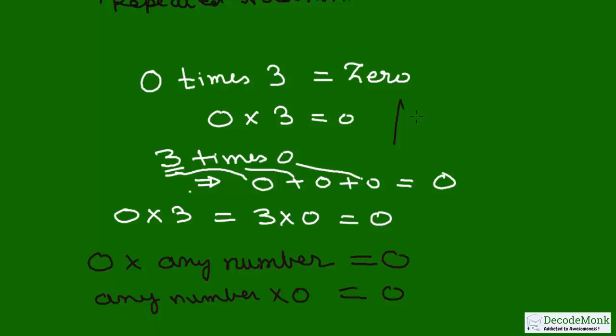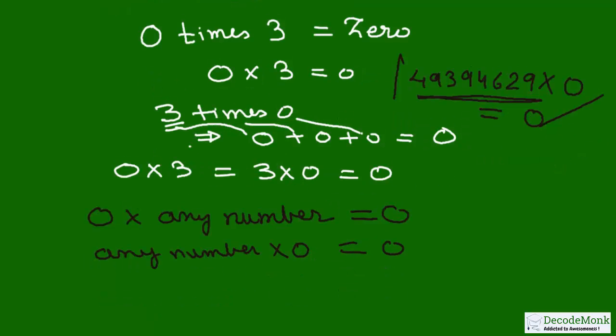For example, if you take 4 9 3 9 4 6 2 9 into 0, it will also be equal to 0. You may make this number much bigger, and multiplying it by 0 will always be equal to 0. This is one property that you should know very well. I don't want you to memorize it, but if you understand the logic that you are adding 0 so many times, the result will always be 0. Understand this and it will sit properly in your head.